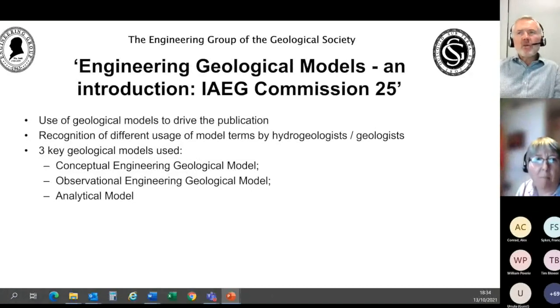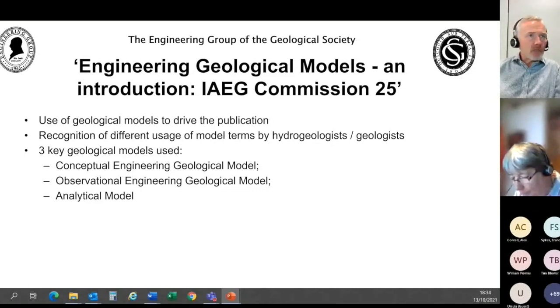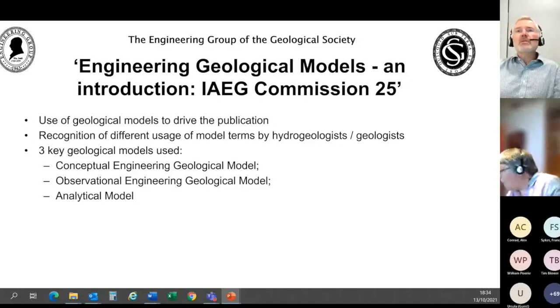One of the key requirements of the special publication was the use of geological models to drive the direction of the report. It was recognised that within ground engineering, modelling terminology is not necessarily aligned, particularly between hydrogeologists and engineering geologists. So with the special publication, we wanted to make sure that we reach a common understanding and usage of modelling terms.